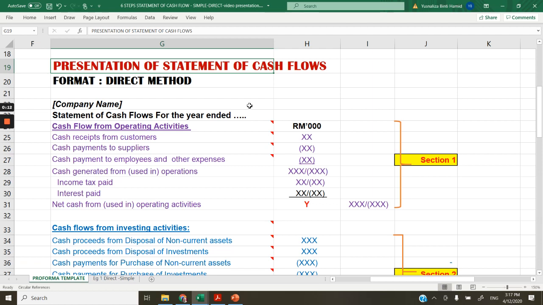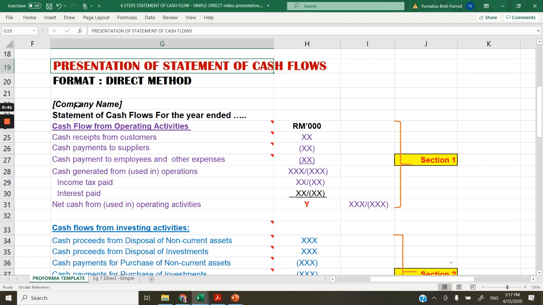As I promised, this third video is going to be covering the presentation of statement of cash flow using the direct method. So let us start. As you know, there are two methods available. The indirect method will be discussed in the next video, but today's video will be focusing on the presentation of cash flow using the direct method.